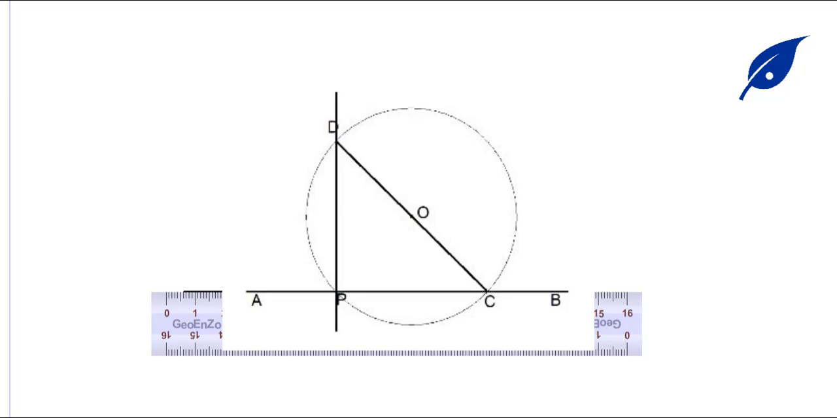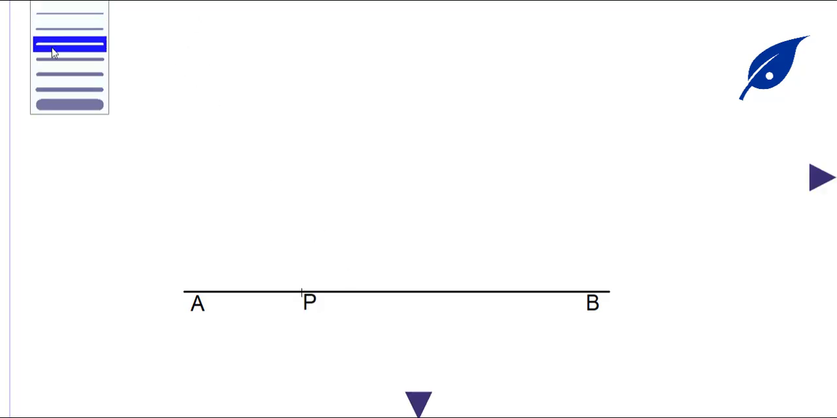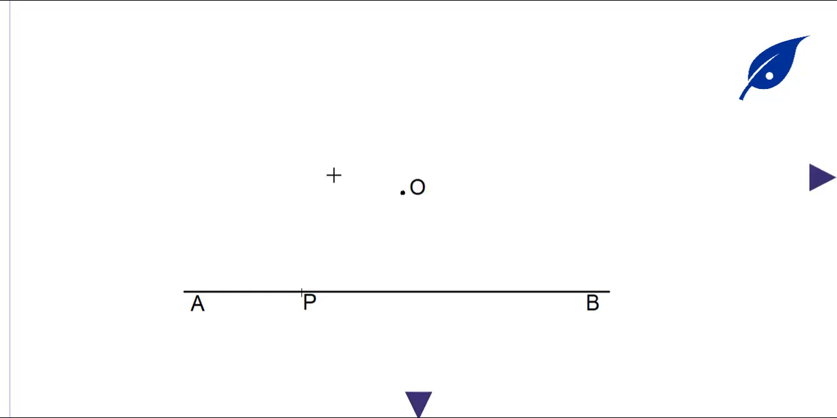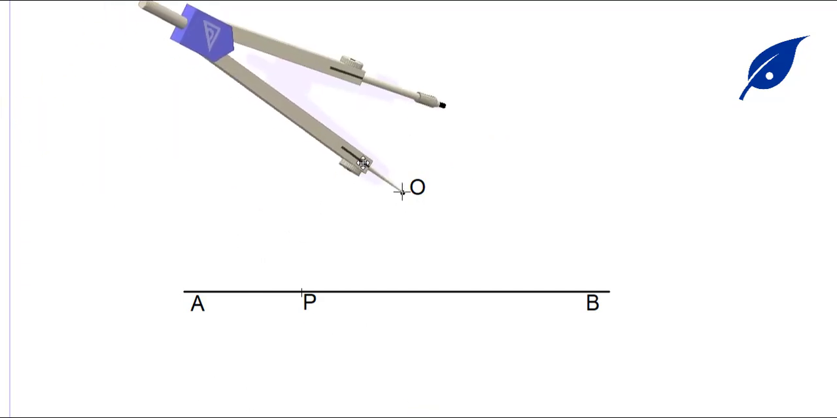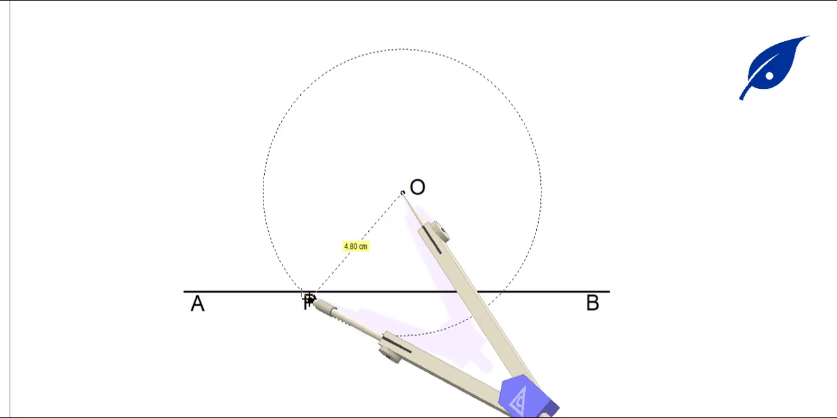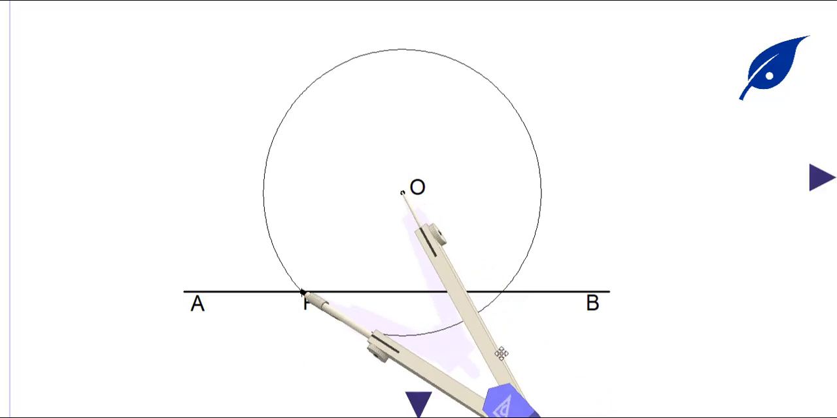Draw a horizontal line AB, and with the point P, I will select a point O which is above the line AB. We're going to draw a circle with the radius OP such that it touches the line AB. The point where the line AB touches the circle on the other side of P will mark the point C.